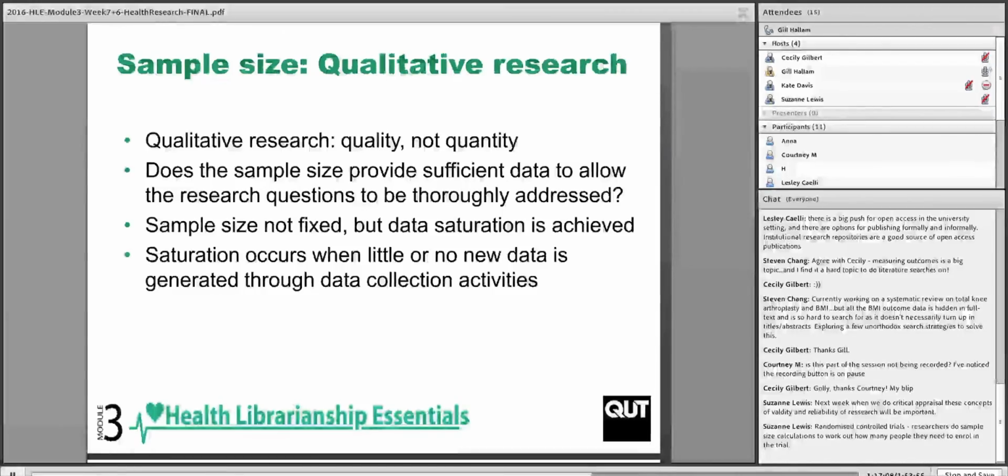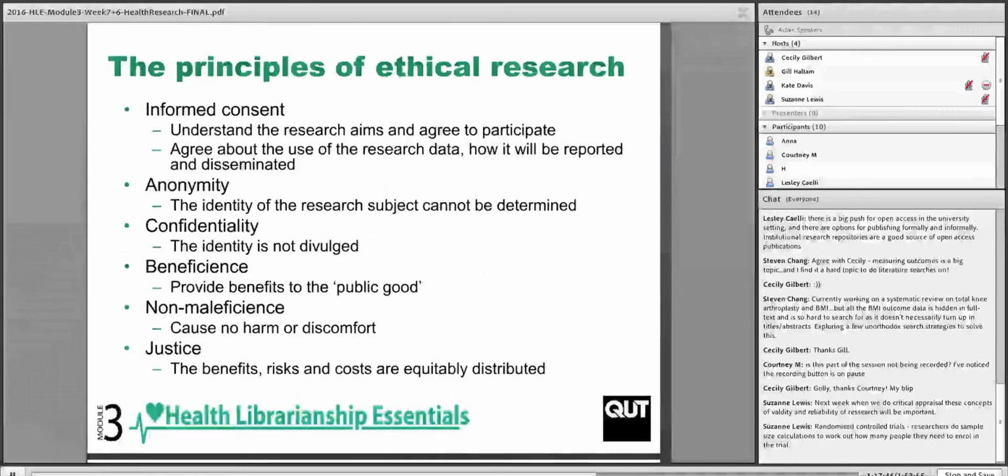Randomized controlled trials, Suzanne has just mentioned there. Researchers do sample size calculations to work out how many people they need to enroll in the trial. And if you're in the university environment, there's very often, and in the media as well, on different radio programs, calls for participants. Can you get involved in some particular research study, if it's a purposive sample, etc.? Do you have these conditions that you would like to get involved?